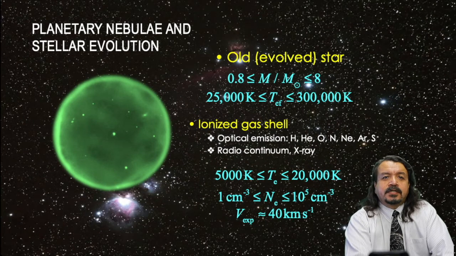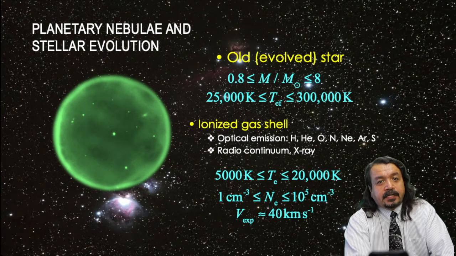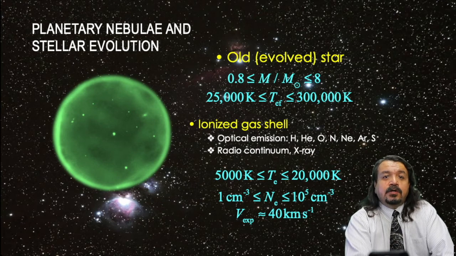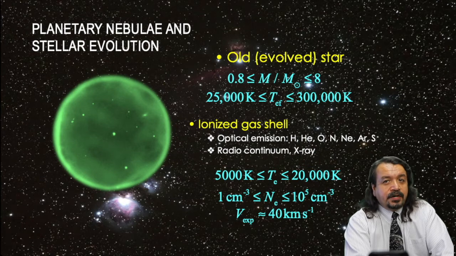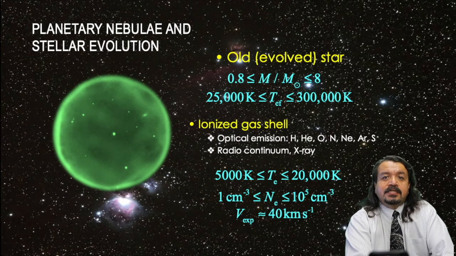We now know that planetary nebulae are always associated with an old or evolved star whose original mass was between 0.8 and 8 times the mass of the Sun, and which has surface temperatures between 25,000 and 300,000 Kelvin. On the other hand, the ionized gas shell emits visible light that corresponds to electronic transitions mainly from hydrogen, helium, oxygen, nitrogen, neon, argon, and sulfur, among other elements. And it also emits in radio continuum, and some objects also emit in X-rays.